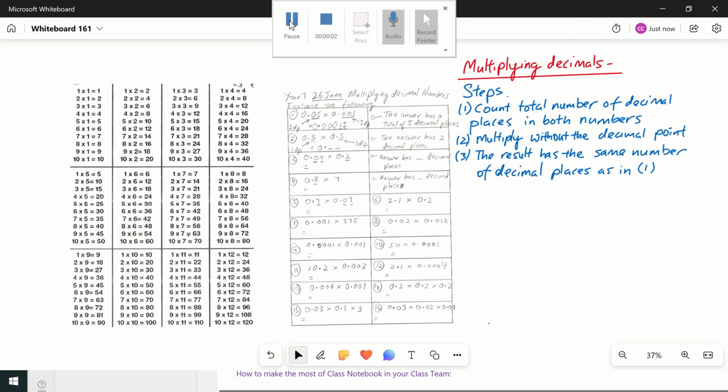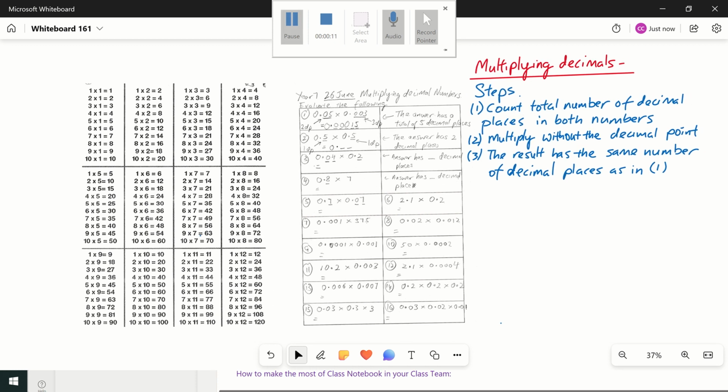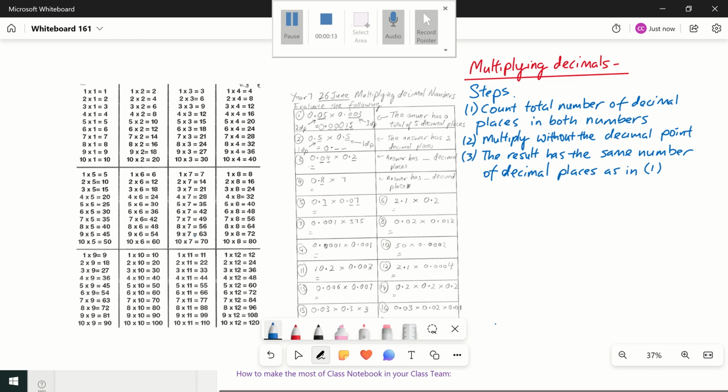In this video, we'll go about multiplying decimals. There are three simple steps. We're going to count the total number of decimal places in both numbers. And then we're going to multiply the two numbers without using the decimal point. And the result has the same number of decimal places as what you have counted in step 1.